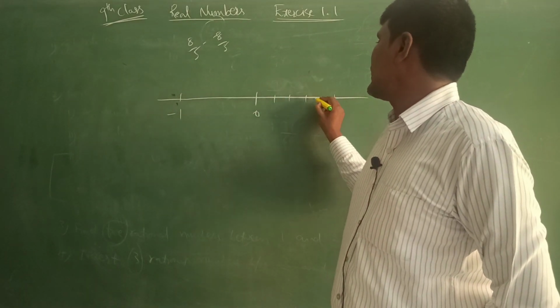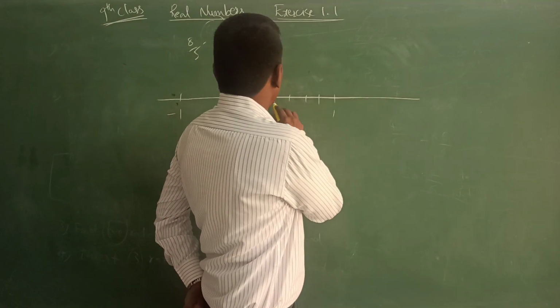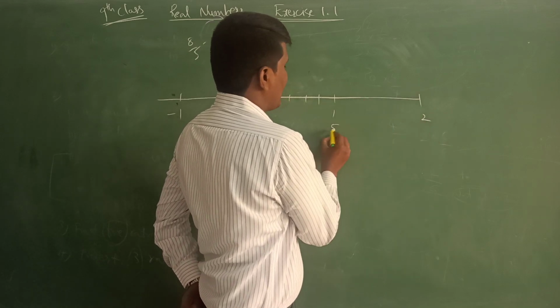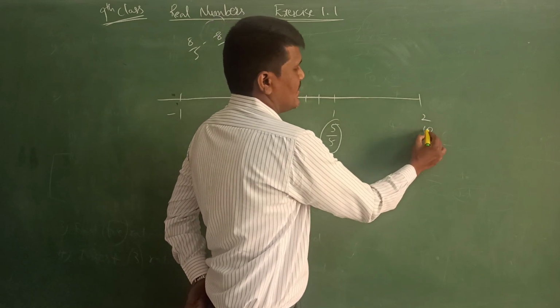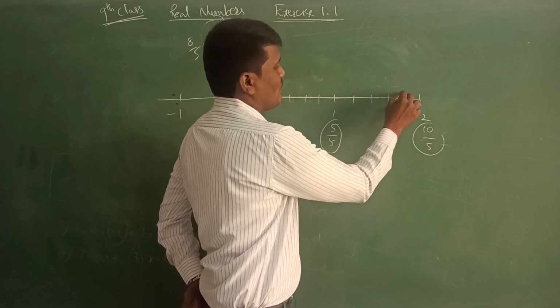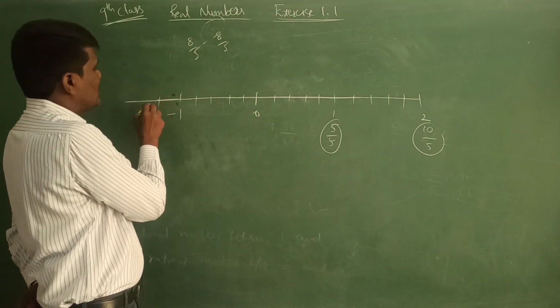1, 2, 3, 4, and this is the 5th, which is 5 by 5. This is the 10 by 5. So 1, 2, 3, 4. This side also 1, 2, 3, 4.